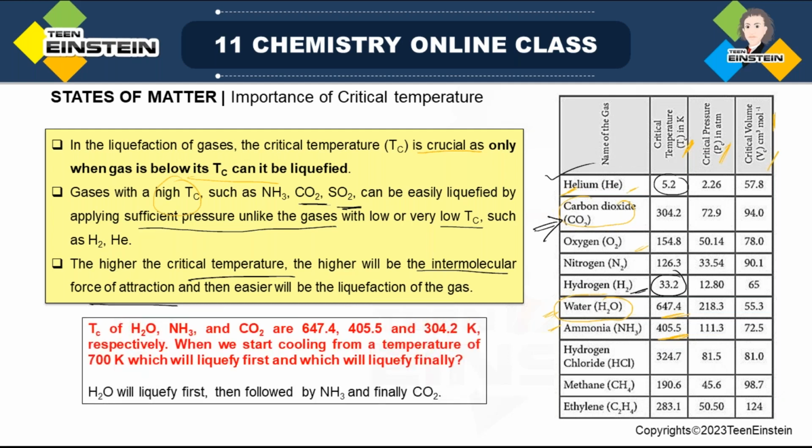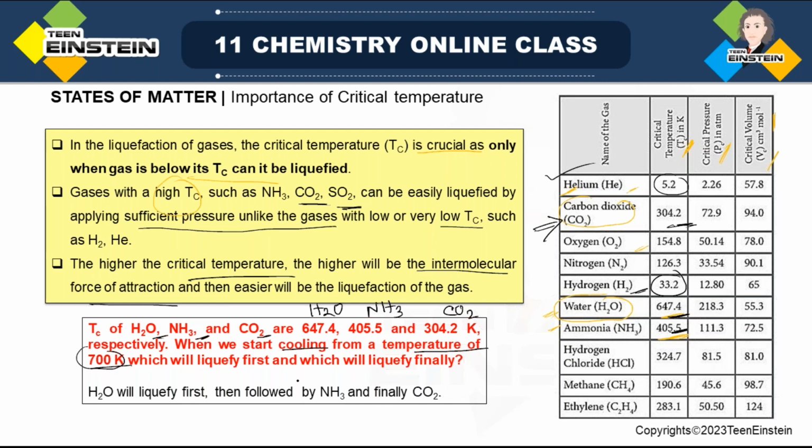That is mentioned in the last slide. See here, the question says that TC for water, ammonia, and CO2 is given, respectively: this is for water, this is for ammonia, and this is for CO2. We start cooling from a temperature of 700. Suppose all three gases are present at the same temperature of 700, and gradually from 700 you start the process of cooling, moving towards low temperature. Suppose from 700 you decrease it to 698, to 690, to 650, like this.